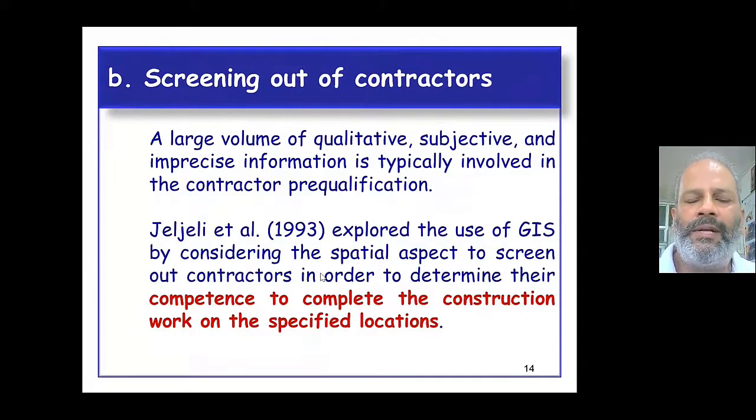Then the second application that has been reported is screening out of contractors. Actually, every contractor is competent to do work better in particular conditions or at a particular geographical location. So research has been reported in which the use of GIS has been explored by considering the spatial aspect to screen out contractors in order to determine their competency to complete the construction work on a specified location.